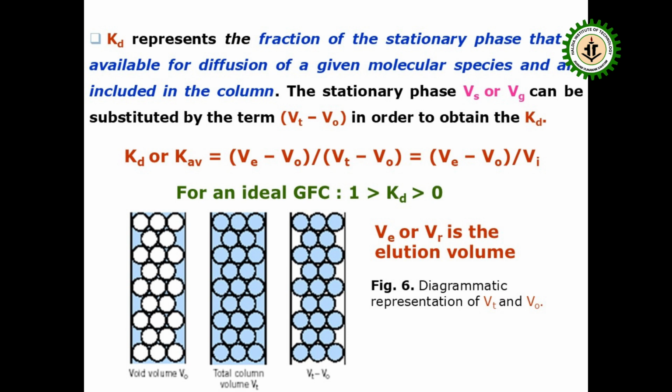The stationary phase volume, Vs or Vg, or you can say Vi, can be substituted by the term Vt minus V0 in order to obtain Kd. So Kd or Kav is equal to V minus V0 divided by Vt minus V0, or equal to V minus V0 divided by Vi. For an ideal gel filtration chromatography, Kd lies between 0 and 1. That is, the maximum value will be less than 1 and the minimum value will be 0.